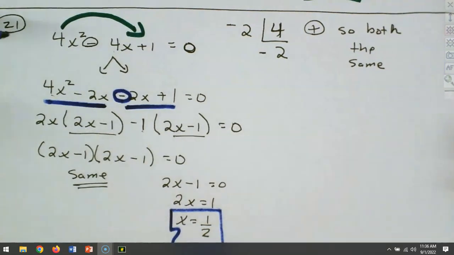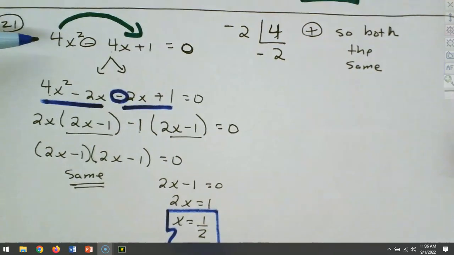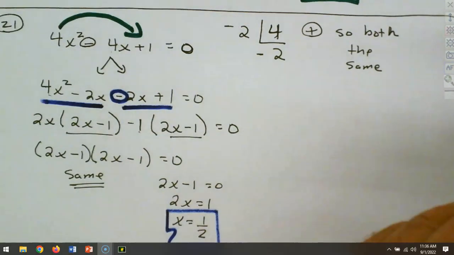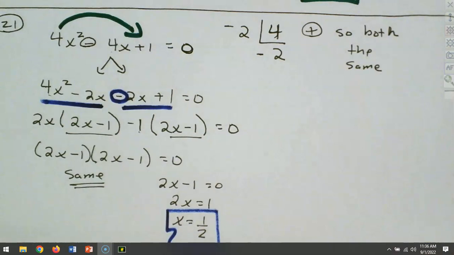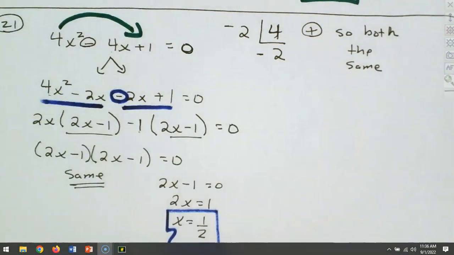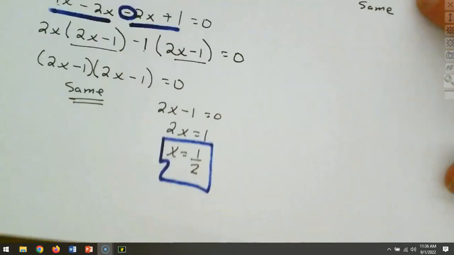You could have also seen that this is a perfect square trinomial because 4 is a perfect square of 2, and 1 is a perfect square of 1, and you could have actually jumped straight to the answers. But that's okay if you didn't see that. Take the first times the last, find the two numbers. That's zero factor. We're now going to look at the last part of this section, which is the quadratic formula.